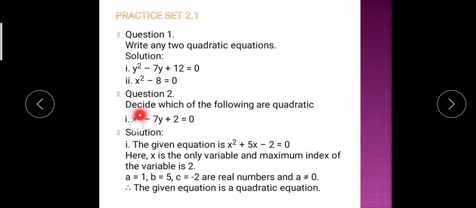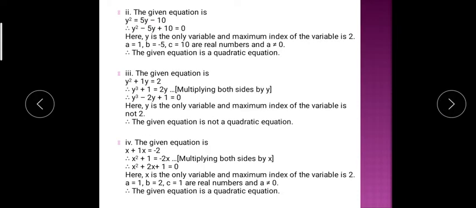Now the second question is to decide which of the following are quadratic equations. x square minus 7y plus 2 is equal to 0. In the given equation, here x is the only variable and the maximum index of the variable is 2. And the value of a is equal to 1, b is equal to 5, c is equal to minus 2. Are these real numbers? Yes. And a is also not equal to 0. Therefore, all the conditions are satisfied and therefore the given equation is a quadratic equation.